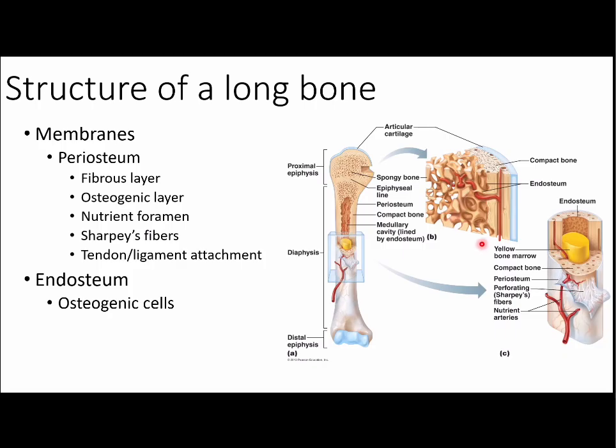So your endosteum, in addition to the osteogenic layer from the periosteum, also has the same cells as that layer of the periosteum. So we'll find osteoblasts, osteoclasts, and osteoprogenitor cells in the endosteum.